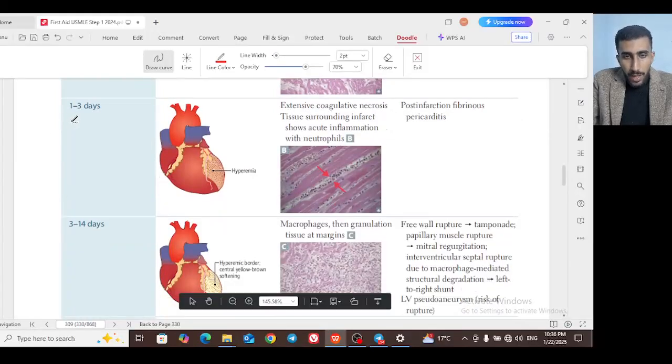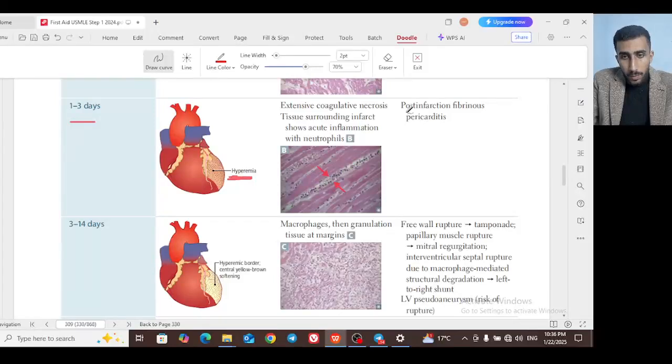From the first to third day, on the gross level, the mottling will become hyperemia. For the complication, there is something called post-infarction fibrinous pericarditis, and the other kind of pericarditis, called Dressler syndrome, comes late. But the early pericarditis is very, very important. Here is the post-infarction fibrinous pericarditis. It occurs from 1 to 3 days. You have to memorize the days well: 1 to 3 days, post-infarction fibrinous pericarditis.